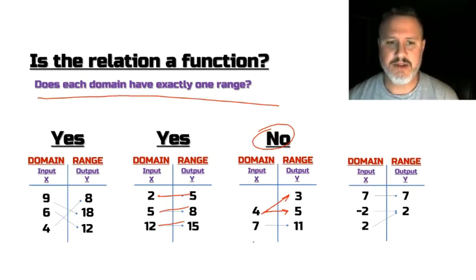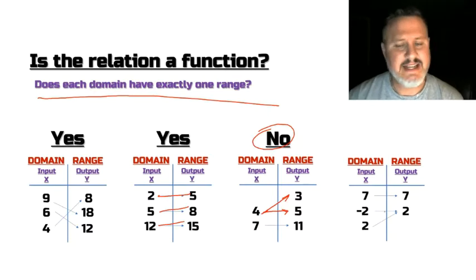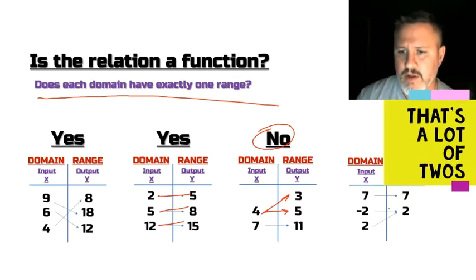All right, so that would be a no. Let's look at the last one. It's a little tricky. Is it possible that I could turn a 7 into a 7, a -2 into a 2, and a 2 into a 2? Is that a function? Well, let's think about what the definition is.